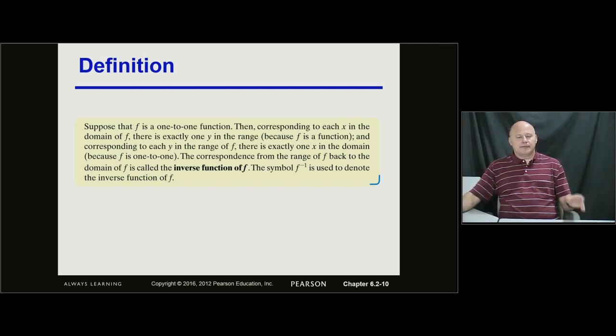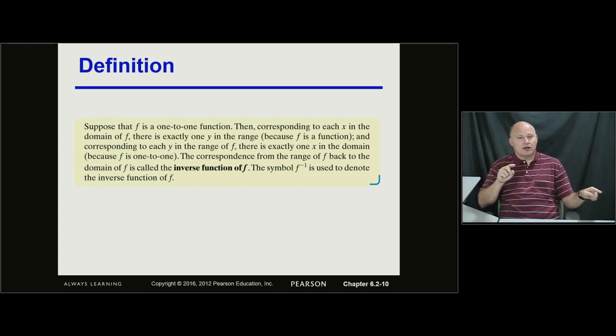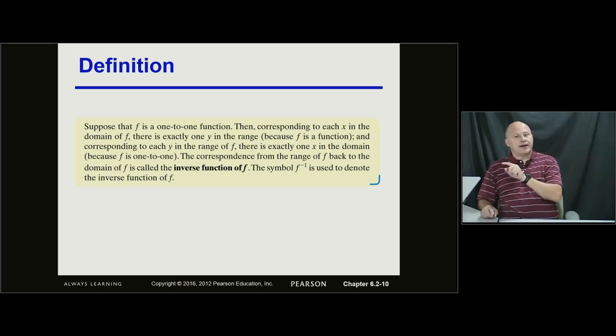Remember, to be a function, every x goes to exactly one y. But in order for it to be one-to-one, every y has one input value going to it. The reason it's got to be one-to-one is because the inverse has the mapping going the other direction. If 1 goes to 2, 3 goes to 4, and 5 goes to 6, then the 2 goes back to 1, the 4 goes back to the 3, and the 6 goes back to the 5. It works the other way. In essence, all the inputs are now outputs, and all the outputs of the original function are now the inputs.